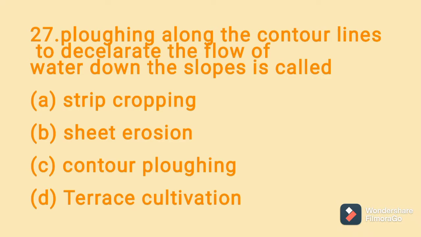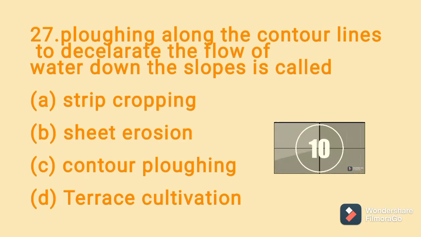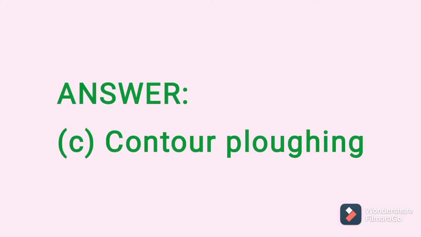27th question. Ploughing along the contour lines to decelerate the flow of water down the slopes is called option A, strip cropping, option B, sheet erosion, option C, contour ploughing, option D, terrace cultivation. And the answer is option C, contour ploughing.